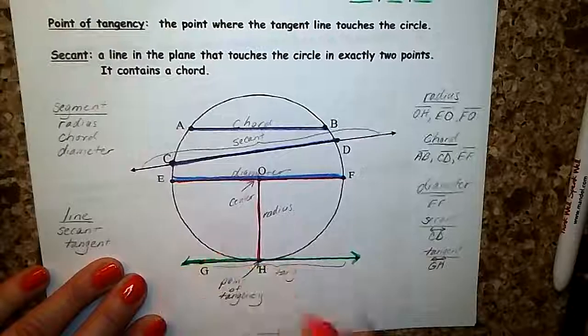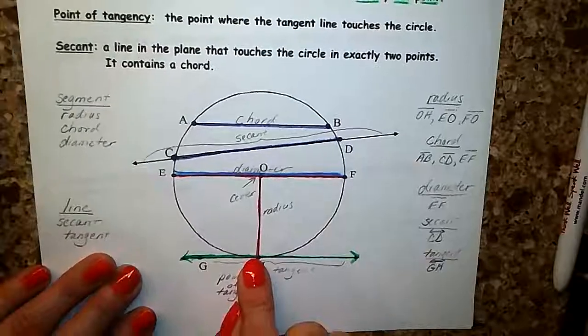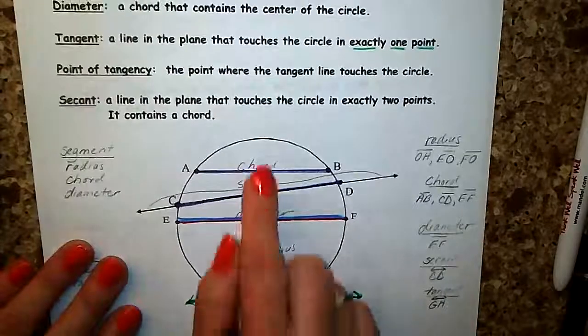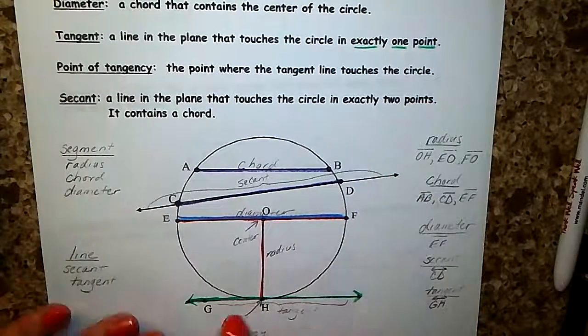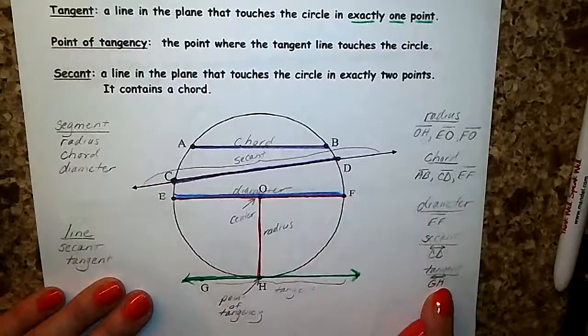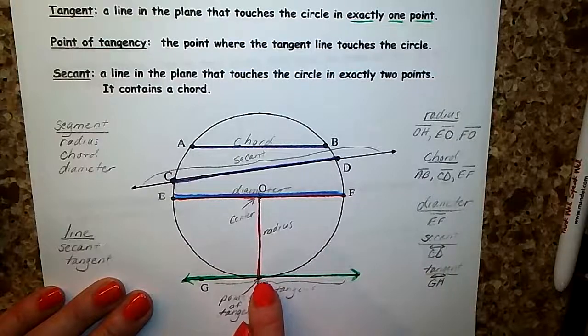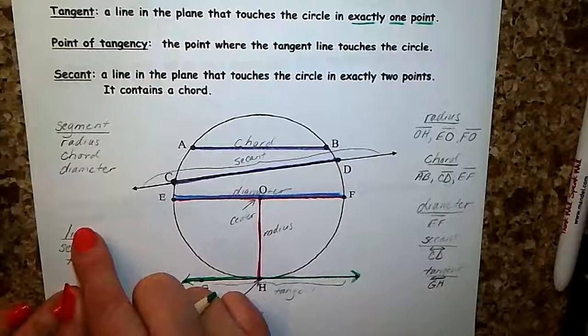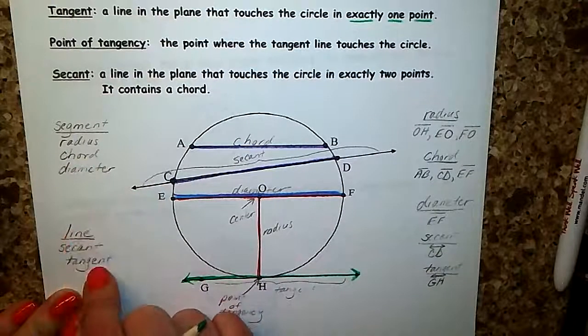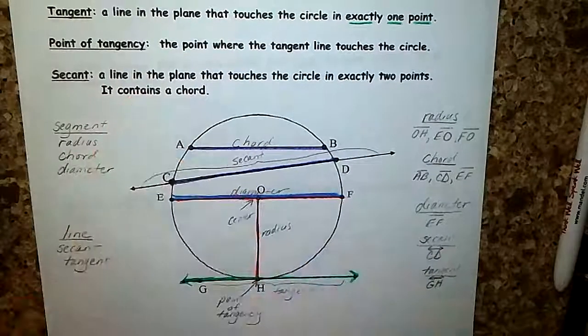In this picture right here, that one point is H. H is called our point of tangency. Point of tangency is the point where the line actually touches the circle there. So line GH is the tangent, but H is the point of tangency there. Okay? So we have segments and lines. So one of our lines is our tangent. The second type of line we have is the secant.